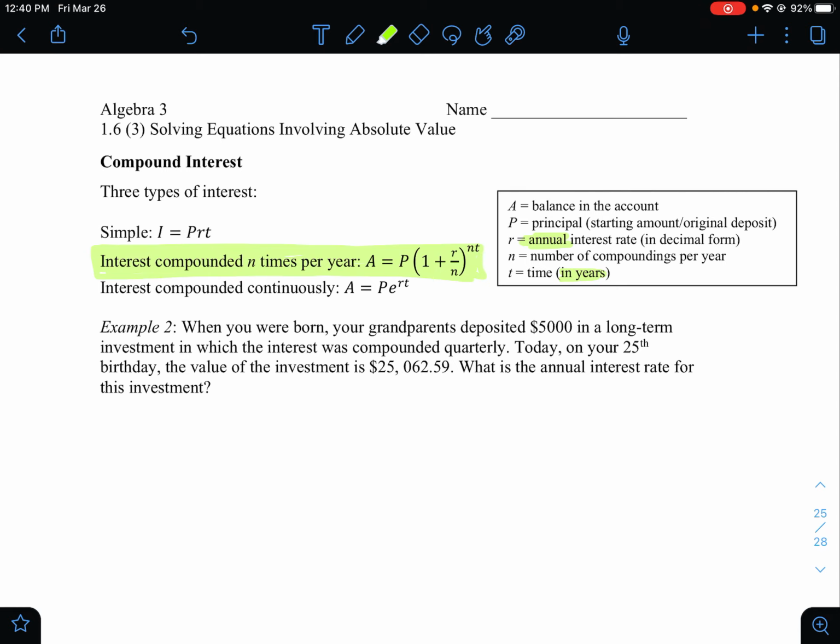All right, so let's take a look at our first example. It says, when you were born, your grandparents deposited $5,000 in a long-term investment in which the interest was compounded quarterly. So they gave us two things there. They gave us the original amount deposited, so that's our P, and they also said it was compounded quarterly. Quarterly is 4 times. Today, on your 25th birthday, the value of the investment was $25,062.59. What is the annual interest rate for this investment? They also said your 25th birthday, so if it started when you were born, you are now 25, that is 25 years.